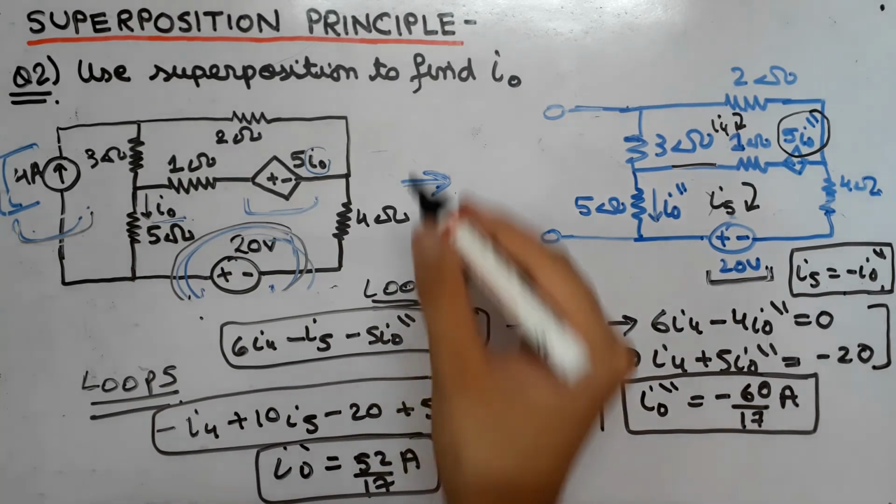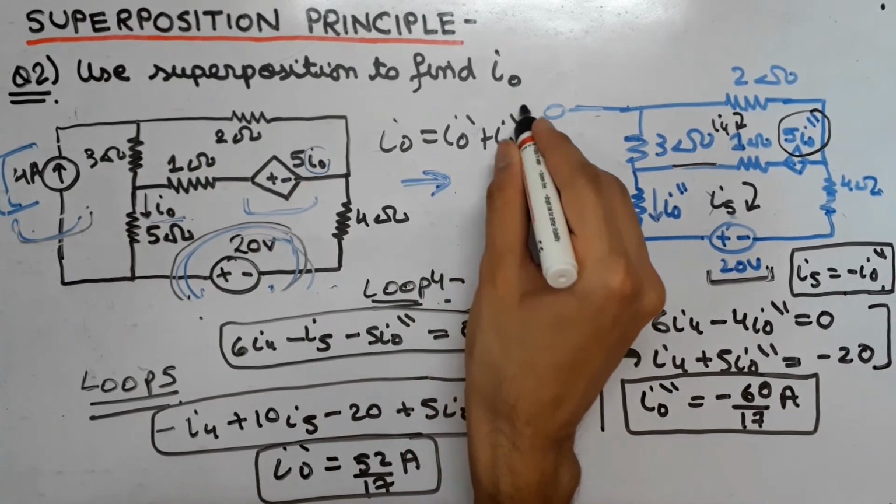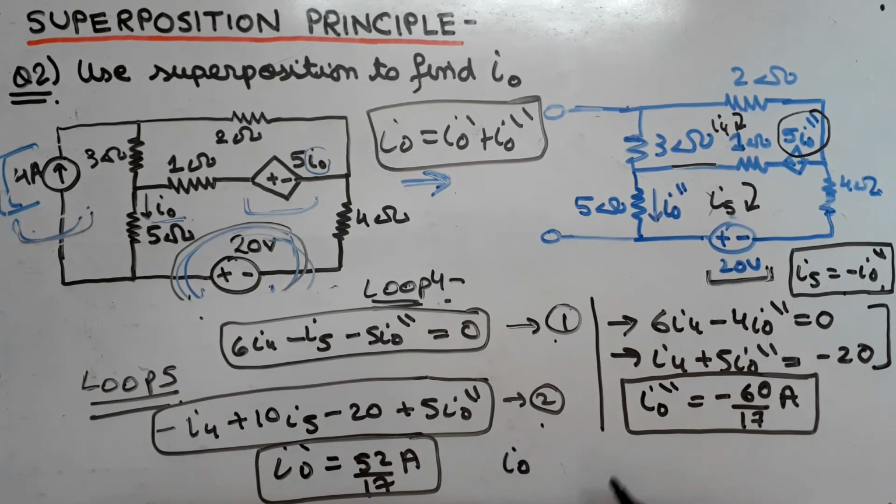Now we know that our resultant I naught is equal to I naught dash plus I naught double dash. Now we will simply get the value of I naught by adding I naught double dash and I naught dash, which will come out to be equal to minus 8 by 17, which is approximately minus 0.4706 ampere.